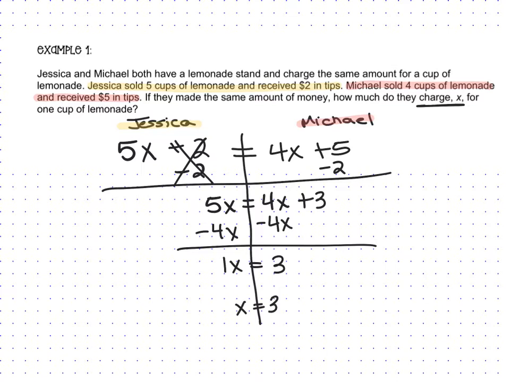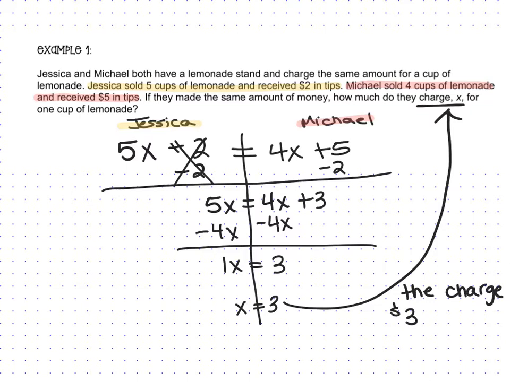Now, this is really important. You need to understand that this is what's going on. It's actually answering the question. The question is, how much do they charge, x, for 1 cup of lemonade? As it turns out, since x is equal to 3, I can say that they charge $3 per cup. So a big part of what we're going to be doing in this lesson is just understanding how equations are actually used in the real world and making sure that we understand when we solve for an x, what that is telling us about a problem situation.